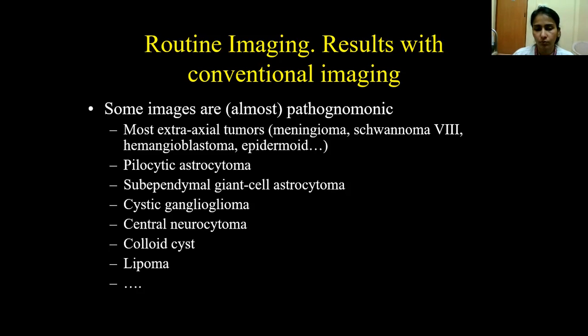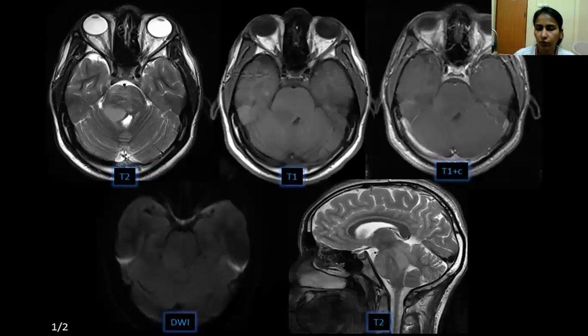All of these tumors are pathognomonic, have pathognomonic measures. So now we are going to study these images. I'm going to show you, and we'll discuss these images later on. Okay, so here, what are you seeing?